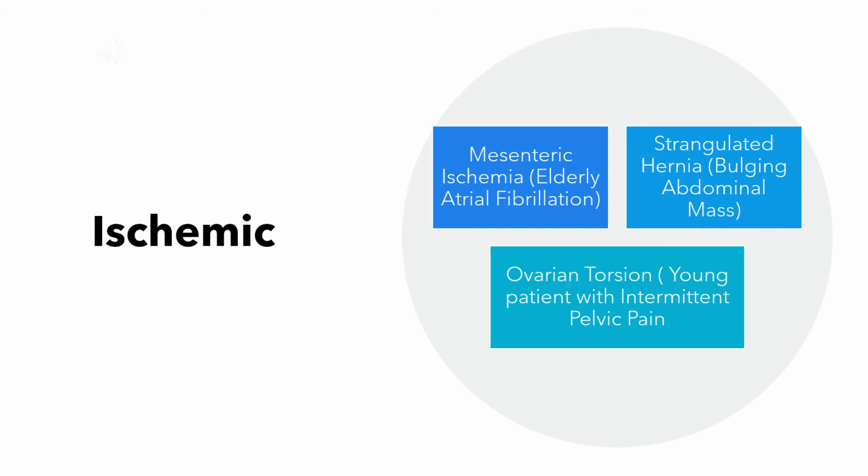Ischemia is one of the causes of acute abdomen. It may be mesenteric ischemia, in which mainly the elderly will present with atrial fibrillation. It can be a strangulated hernia, which presents as a bulging abdominal mass, or a young female patient presenting with intermittent pelvic pain with ovarian torsion.